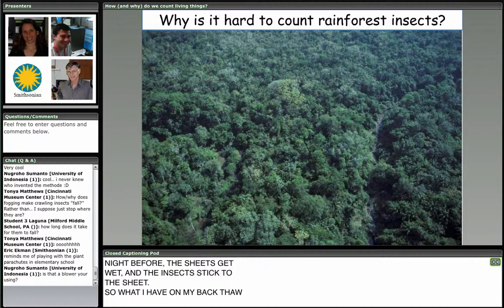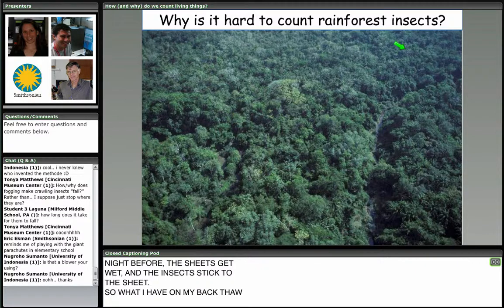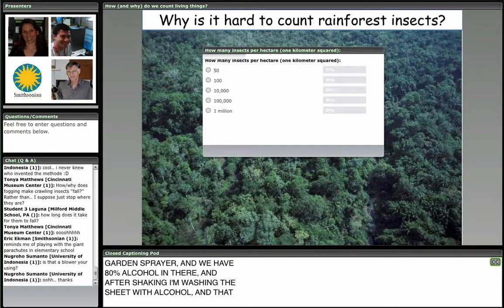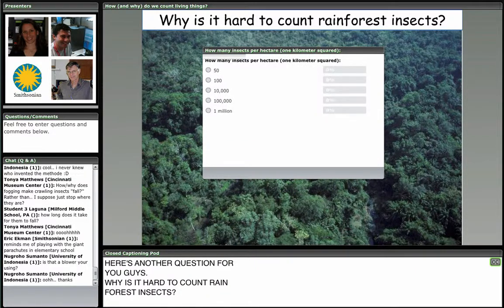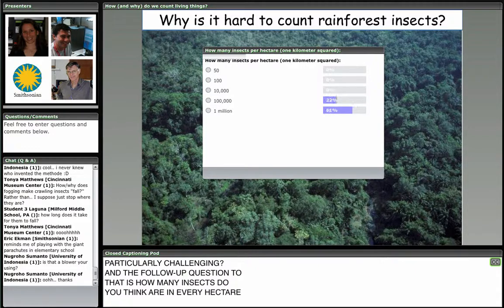Okay, so here's another question for you guys. Why is it hard to count rainforest insects? Why do you think our next job after we get these samples is particularly challenging? And a follow-up question to that is, how many insects do you think are in every hectare or 1 square kilometer of rainforest? I want you guys to take a vote. So there's 2 questions there. You can answer both. So the poll is right in the center. How many insects do you think there are in essentially 1 square kilometer? And you can go ahead and vote as well. And then the question, why is it hard to count rainforest insects?